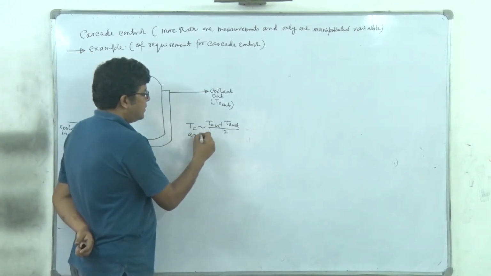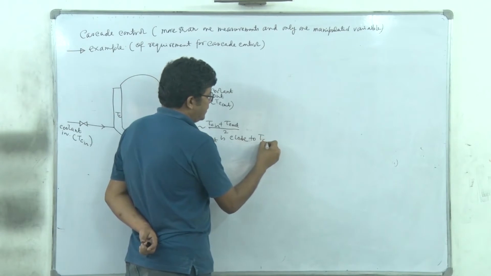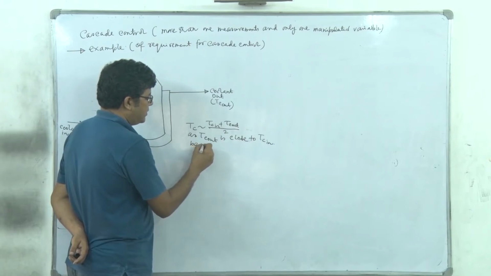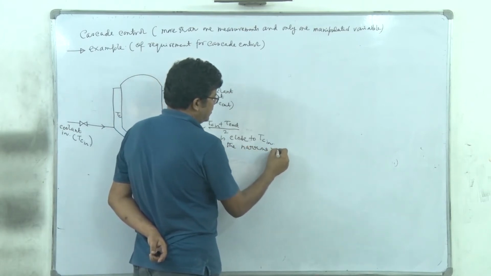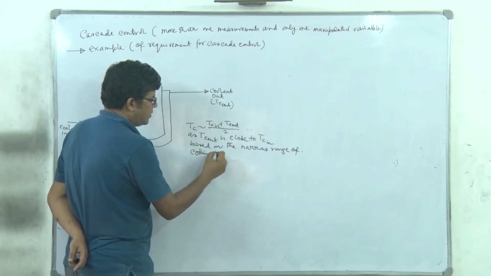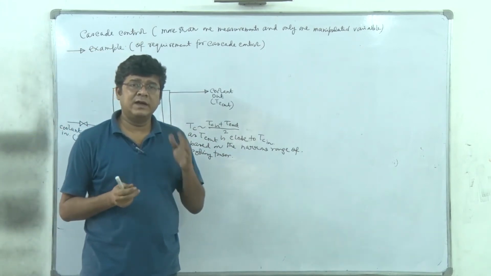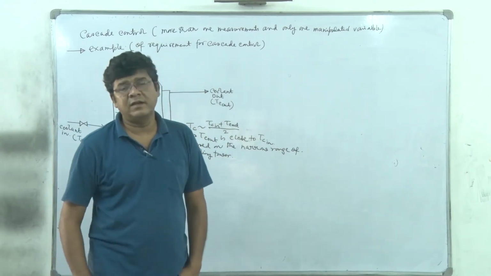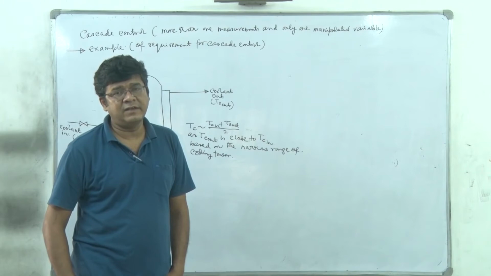As Tc out is close to Tc in, right? Because, based on the narrow range of the cooling tower. See, the range of the cooling tower means the difference of the inlet and outlet temperature. And generally, for standard operations, the range of the cooling tower is always close to 10 degree, right? It never exceeds 10 degree.